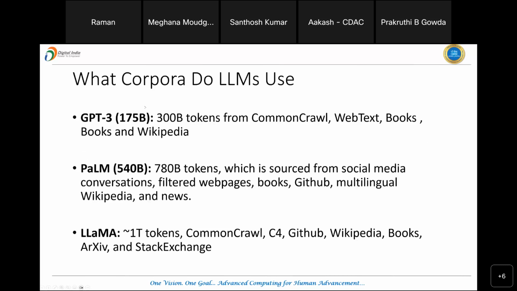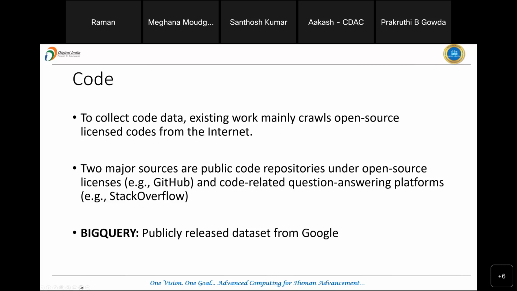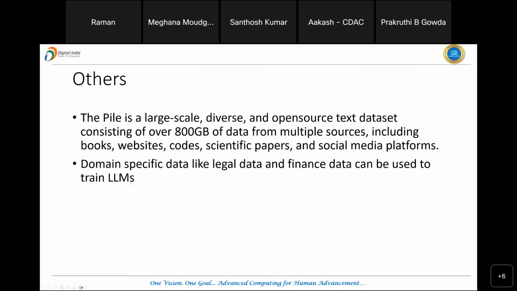Next we have code. Again, this is similar to your Common Crawl, except that this time we're specifically searching for code, and most of the open source code from GitHub or code from Stack Overflow have been collected. And Google has publicly released a dataset called BigQuery that people are using for their large language models.